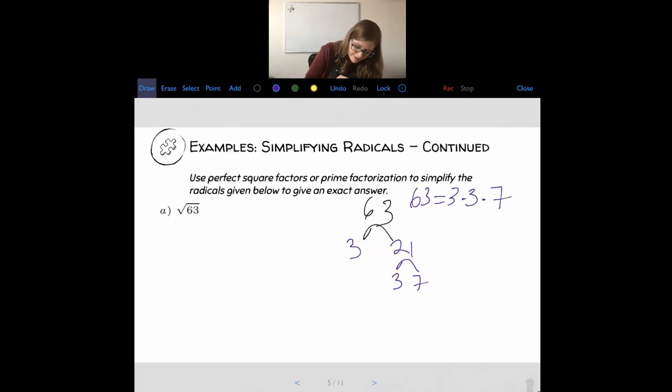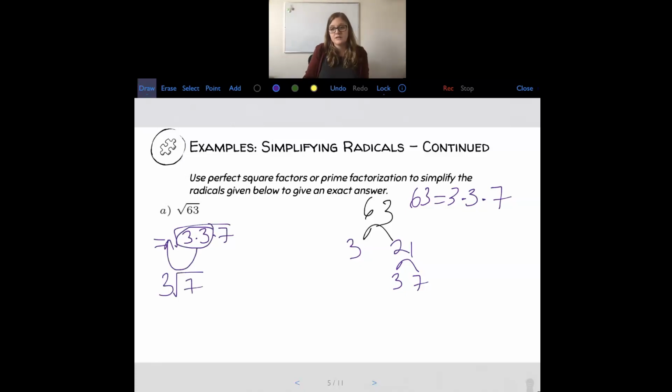Okay, so I'm going to rewrite this as the square root of 3 times 3 times 7. When you're looking for square roots, you're looking for pairs. So 3 times 3, 1 comes on the outside, and the square root of 7 would stay on the inside. Okay, you can also take it from your factor tree where we have 2 3s here, which means that we have a 3 on the outside times the square root of 7. Okay, so different ways to think about this and organize your work.